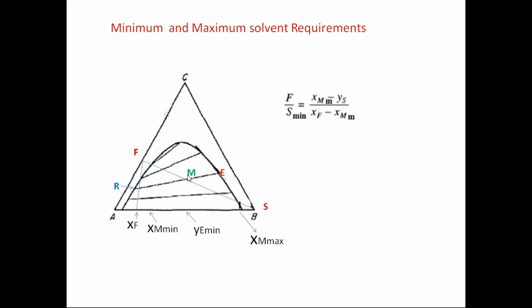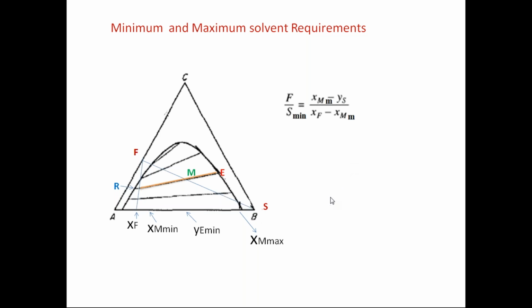In a normal condition, this is a tie line, and this is another tie line, and this is another tie line. So M is falling on this tie line. So only this much of XR and this much of YE results. The vertical lines again give the YE and XR. Okay, please understand carefully. Then how do you find out how much minimum solvent is required?